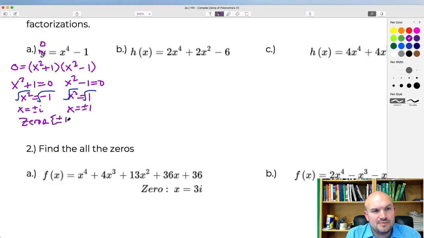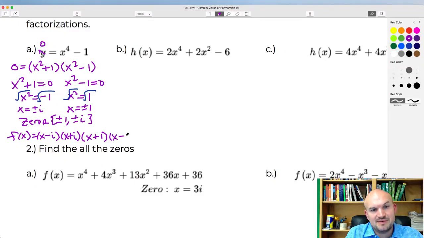And I can say plus or minus 1 and plus or minus i. And then if I was going to write the linear factorization, basically the linear factorization is taking each one of these zeros and setting it equal to 0. So if you wrote these out, you can basically write these as the linear factorization. We can write this as x minus i times x plus i times x plus 1 times x minus 1.